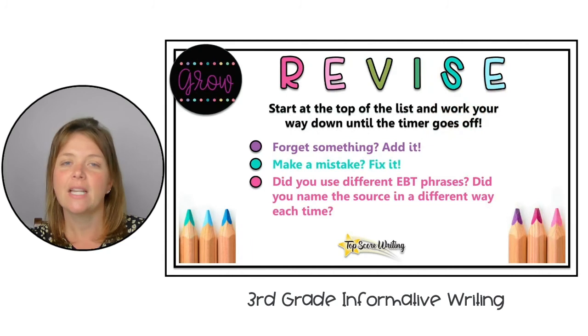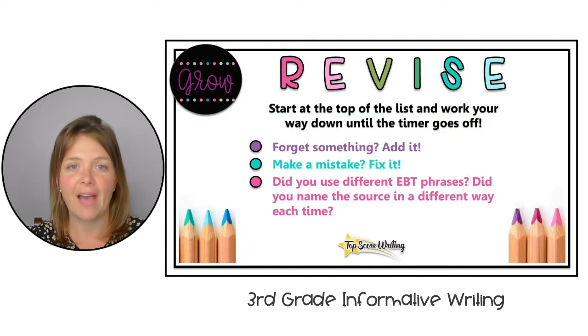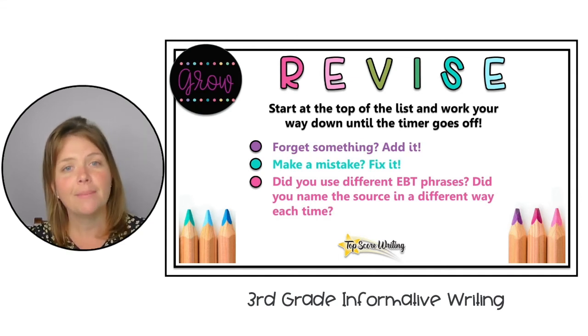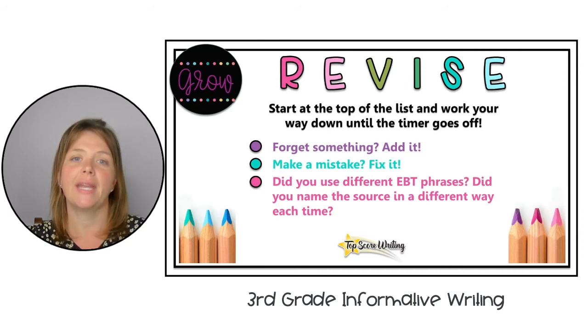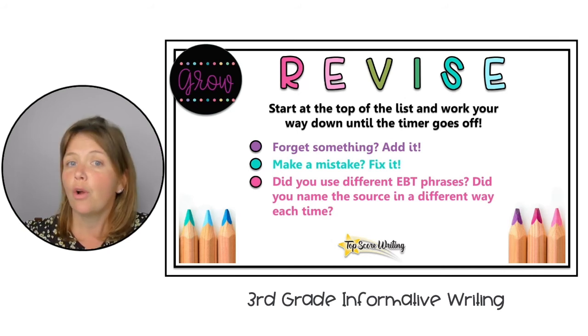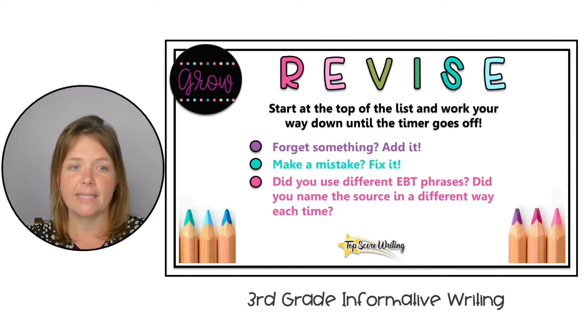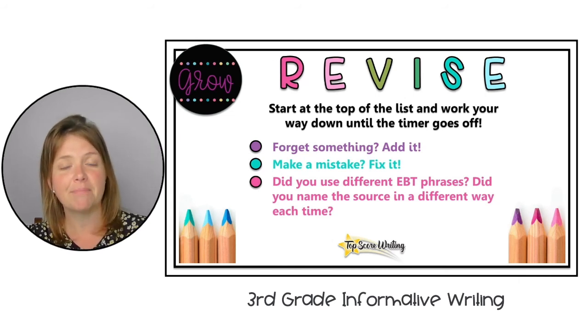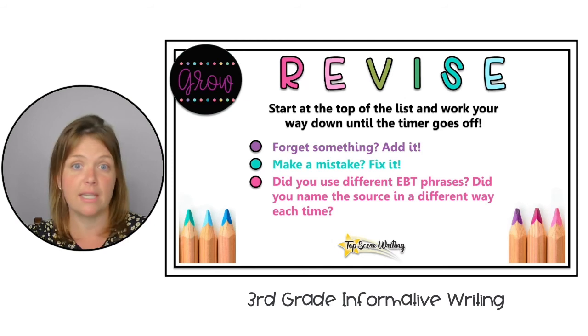Now, after you've reflected on your work, it's now your opportunity to revise. So if you forgot something, now would be your chance to add it. If you made a mistake, that's okay. You're just learning how to incorporate these EBT phrases within your writing. So now would be your opportunity to go ahead and fix your mistakes. If you're finished and you've done all the things correctly, great job. Maybe you could go back and try to use a different EBT phrase. Did you name the source in a different way every time you included an EBT phrase? If not, maybe that's something you can continue to grow with and challenge yourself on doing.